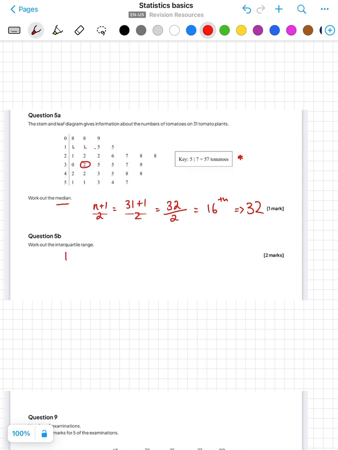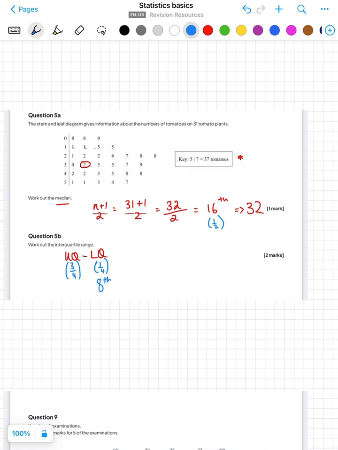Work out the interquartile range. Upper quartile minus lower quartile. Now, if the median, halfway through my data set, is the 16th tomato, remember lower quartile is a quarter of the way through your data set and upper quartile is 3/4 of the way through the data set. If the 16th tomato is halfway through, half of that is a quarter.